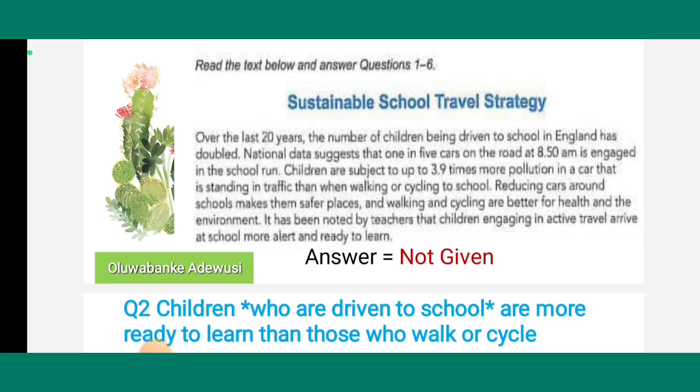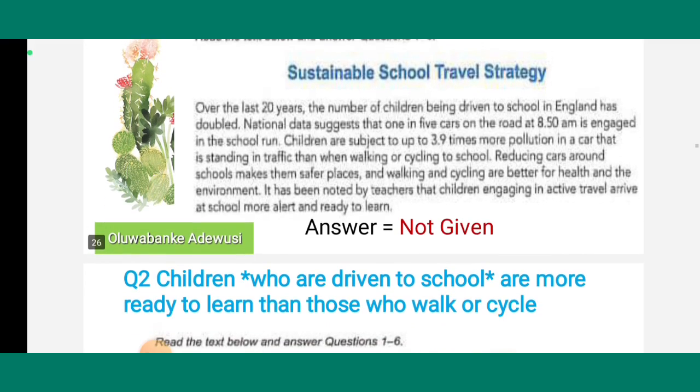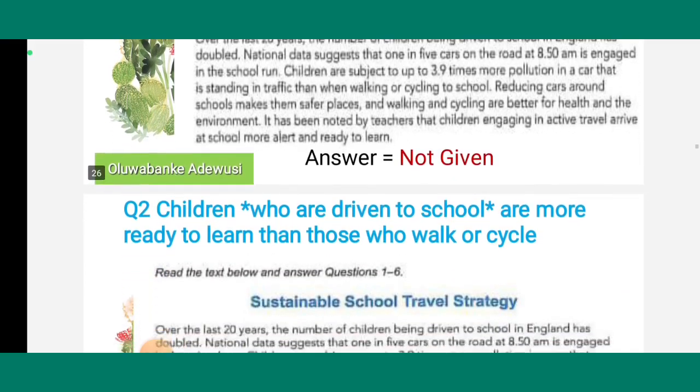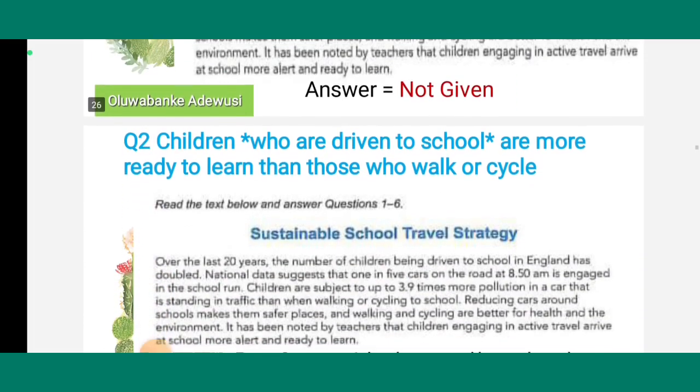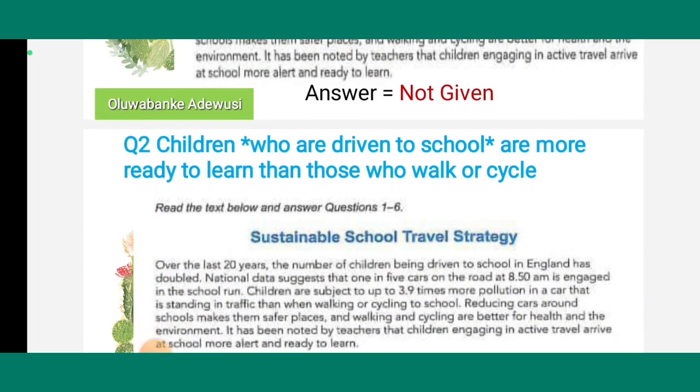Children who are driven to school are more ready to learn than those who walk or cycle. So the next step, remember the steps. Step 1, read the questions first. Step 2, find a focus sentence in the passage. And step 3, make comparisons to decide whether the answer is true, false, or not given.